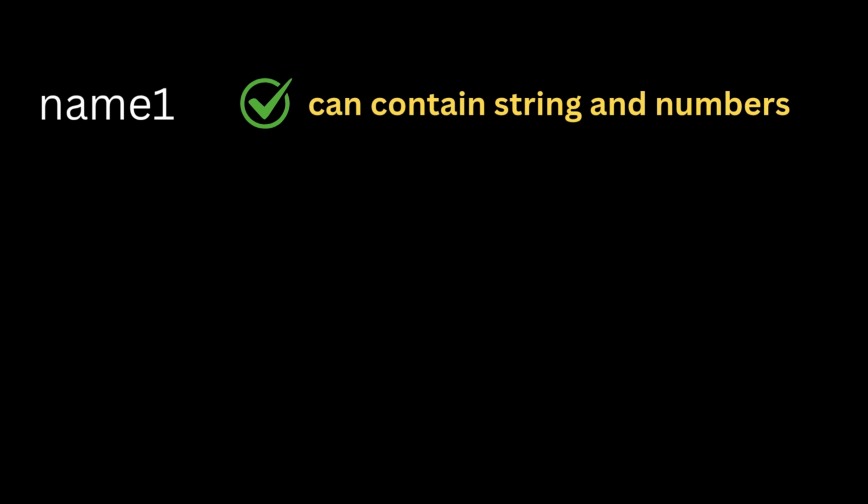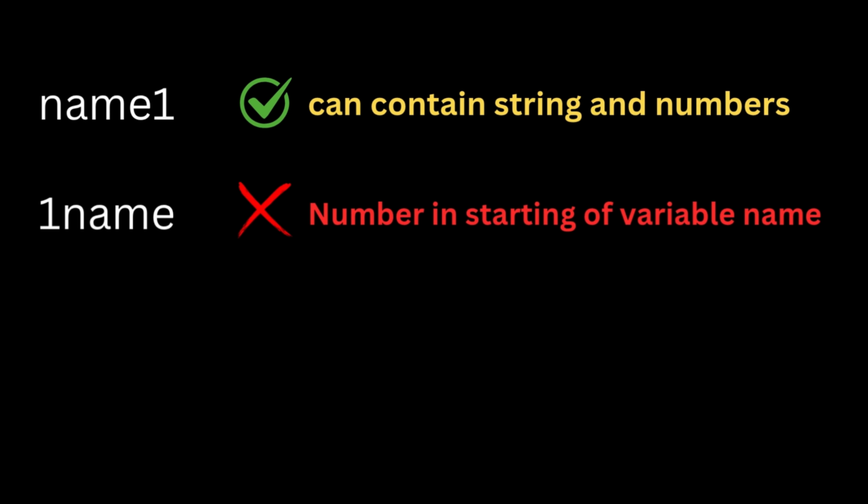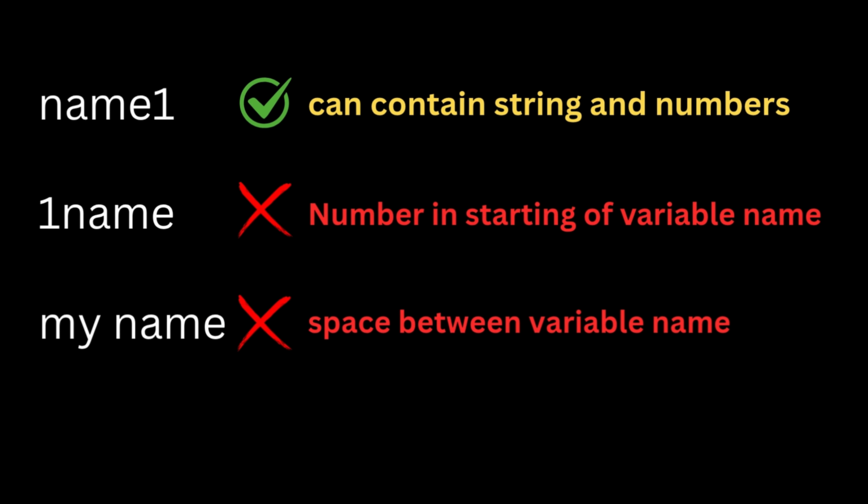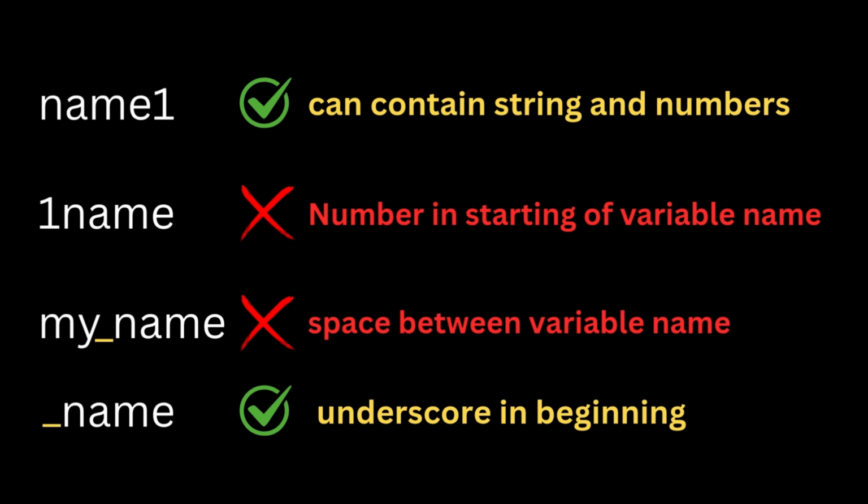Let's discuss the variable naming rules. A variable name can contain letters, numbers, and underscores. It cannot start with a number. Always use a string value in the beginning of a variable name. Spaces are not allowed. You can use underscore instead. You can start with an underscore, and that's perfectly fine.